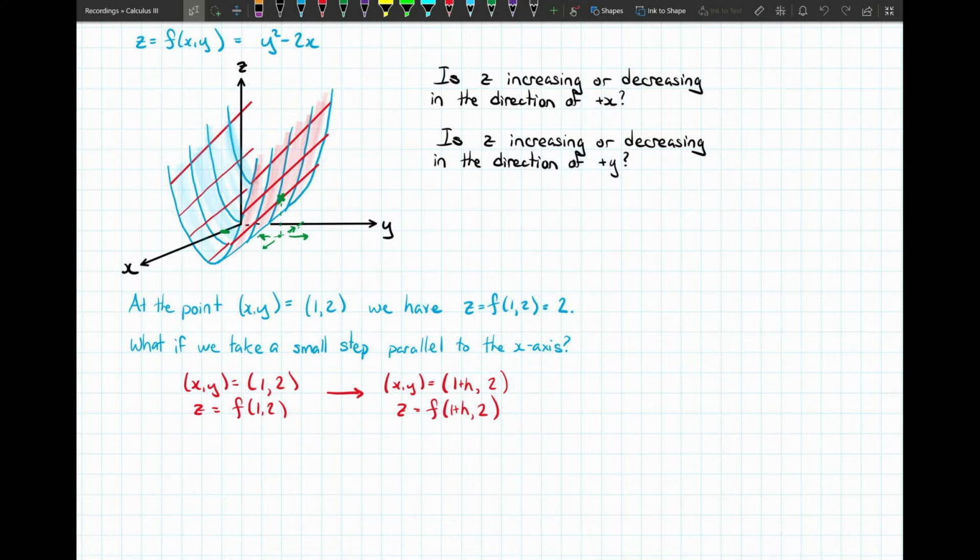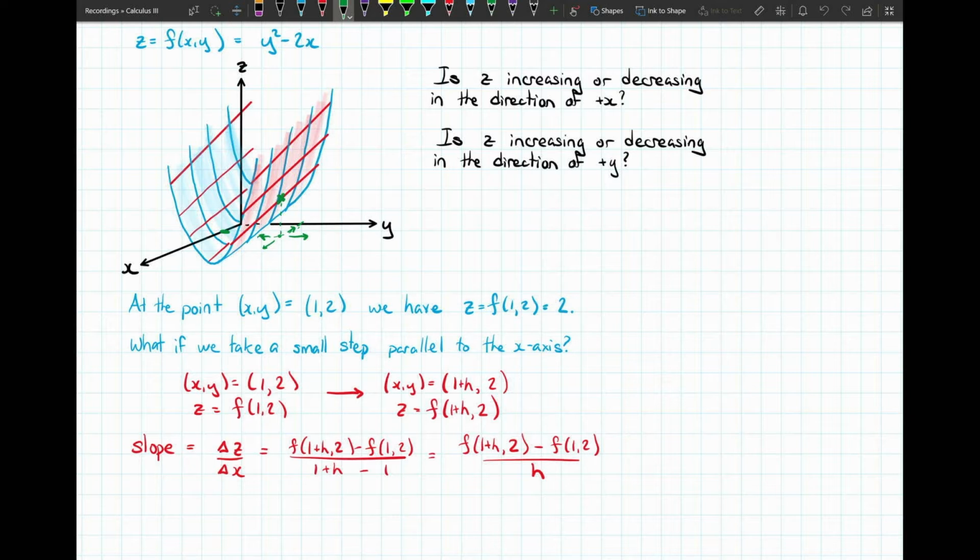And you can still think about slope as essentially being rise over run. In this case, it's going to be a change of z, height above the xy plane, with respect to a change of x, parallel to the x-axis. And we'll take a difference of z values, f of 1 plus h comma 2, minus f of 1 comma 2, and a difference in x values, 1 plus h minus 1. And that will simplify so that in the denominator we simply just get h. And this is our difference quotient.